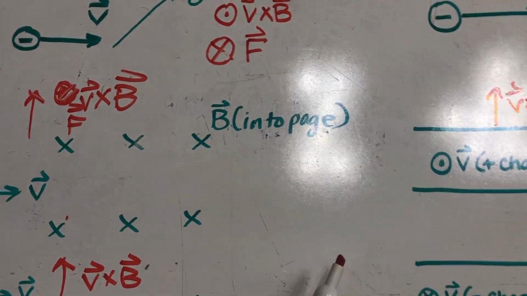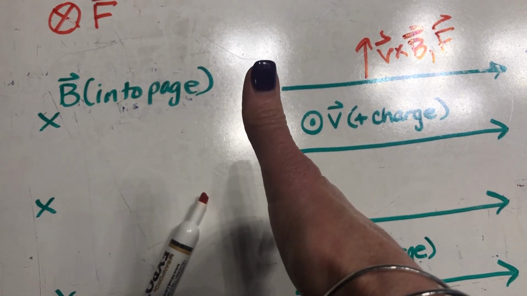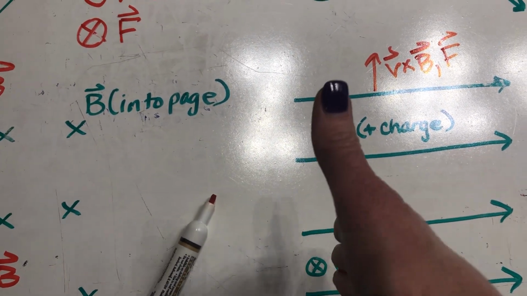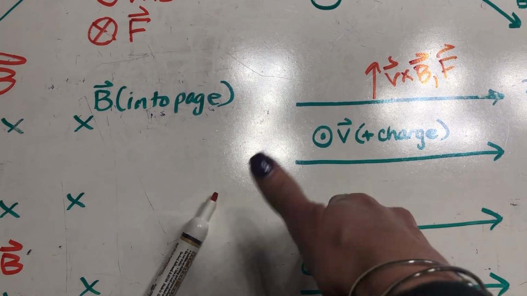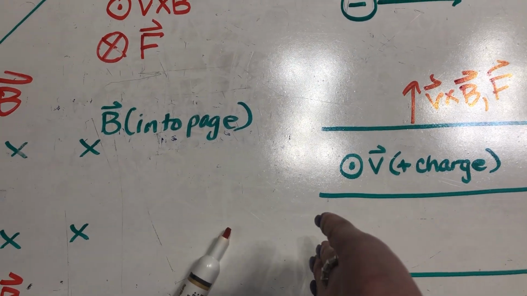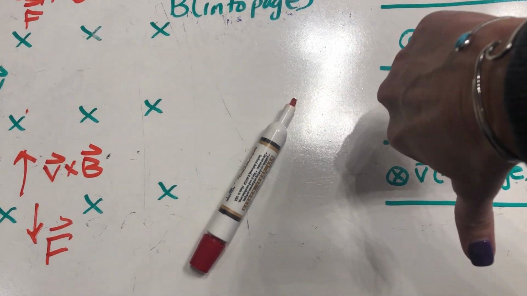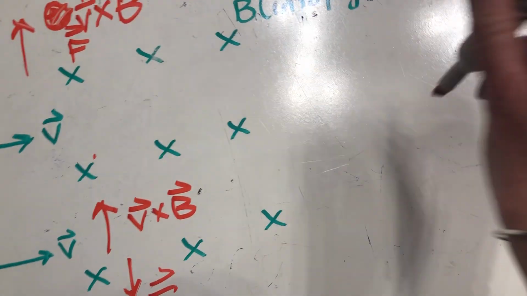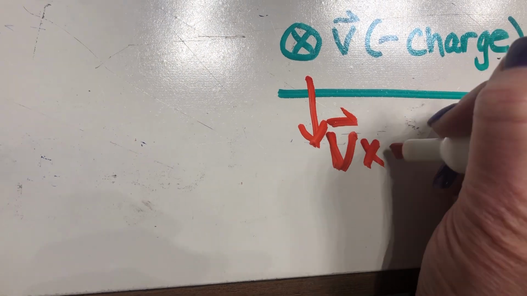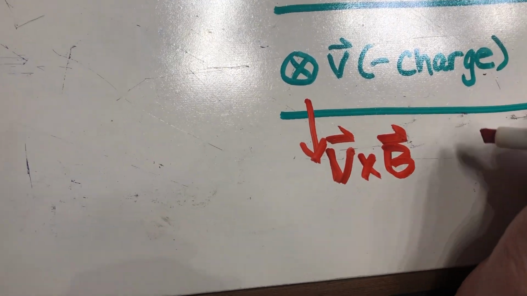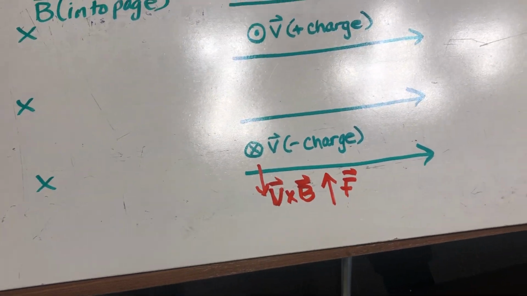If I do the last one, I have the velocity going into the page, and so I first started with my fingers like this to go into the board, but my fingers don't really naturally turn this way, so I'm going to have to rotate my hand so I can curl my fingers to the right, and notice here that my thumb ends up pointing down. So that's, for this problem, the direction of V cross B, but because it's a negative charge, the force will be in the opposite direction because you're multiplying by a negative sign.